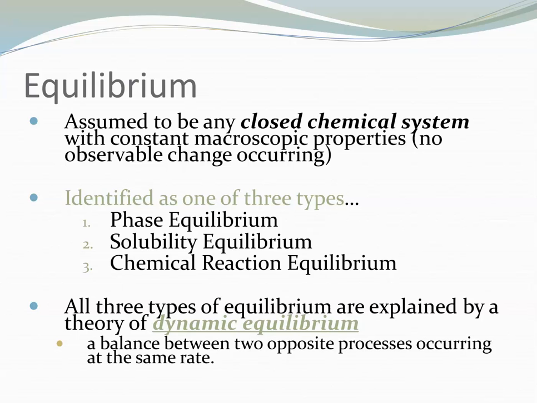There are three types of equilibrium, including phase, solubility, and chemical reaction equilibrium. All three types are explained by a theory of dynamic equilibrium. Dynamic equilibrium is when a system has a balance between two opposite processes that are occurring at the same rate.